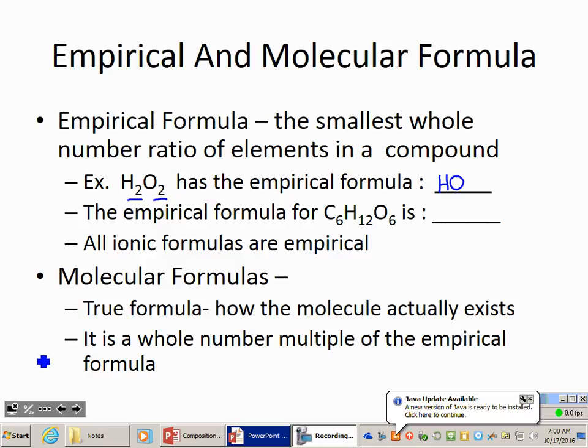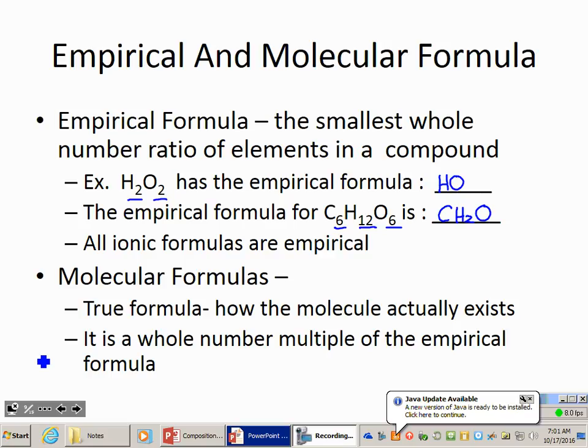The empirical formula for a sugar, we can see here that this is a molecular formula, C6H12O6. That can be reduced. If we divide all of our subscripts by 6, that ends up with C1H2O. So that is the formula for a sugar, and a sugar is a carbohydrate. You've probably heard of carbs. Carbs are compounds that all have the same empirical formula, CH2O.